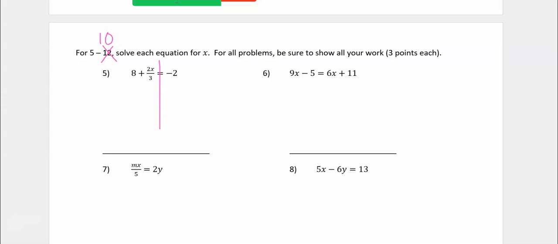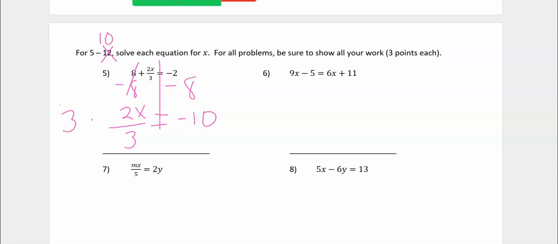Do not multiply by 3 first. You have to take care of this 8. Whatever's connected to or touching x, the 2 and the 3 here, save those for the end. That's a common mistake. People will multiply by 3 first, so be really careful there.